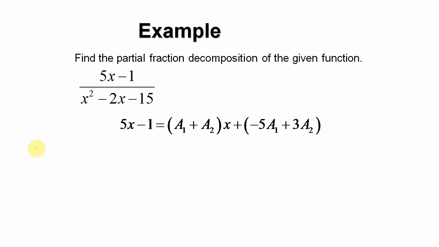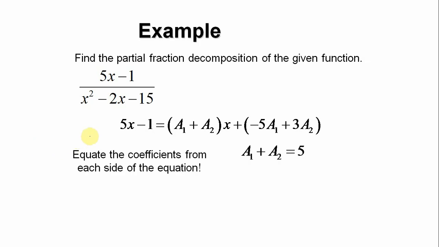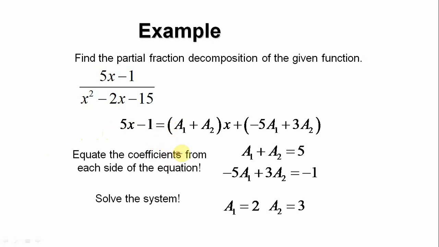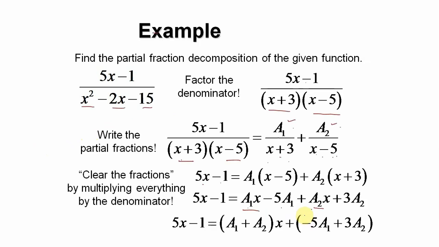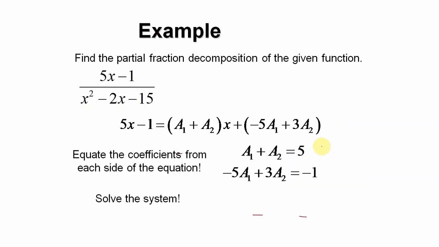Now I will compare the terms with x and the terms without x. So I have two equations: a1 plus a2 is equal to 5, and minus 5a1 plus 3a2 is equal to 1. These are two simple linear equations in simple coefficients. You can solve them easily. Solving the equations, I get a1 is equal to 2 and a2 is equal to 3. If you remember, we started off with a1 upon x plus 3 and a2 upon x minus 5.